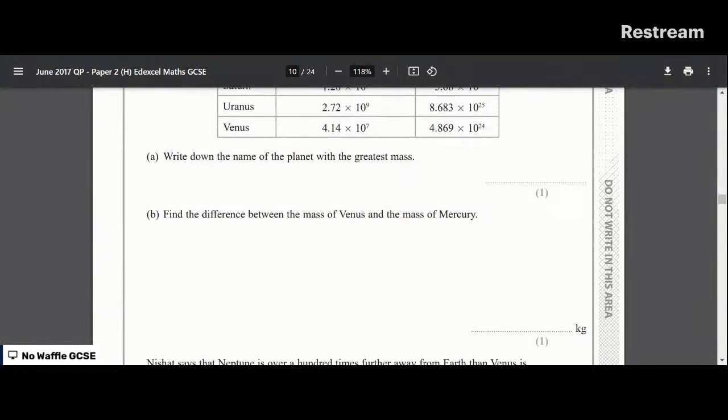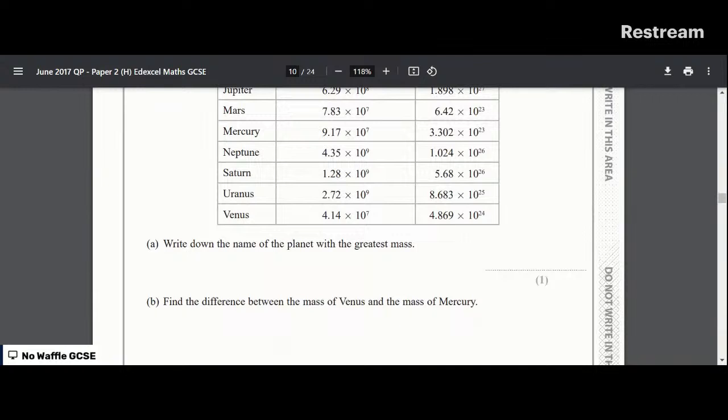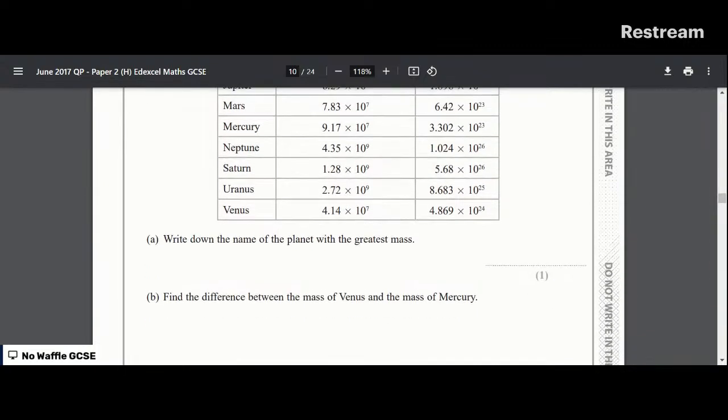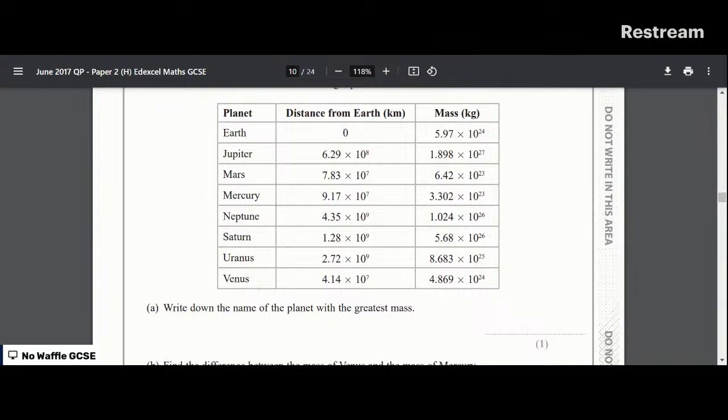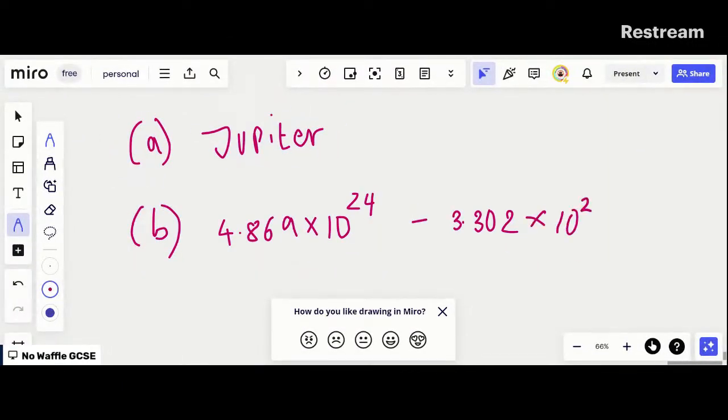Okay, part B is asking us to find the difference between the mass of Venus and the mass of Mercury. So what would that be? The mass of Venus, let's write this down, is 4.869 times 10 to the 24. And then the mass of Mercury is 3.302 times 10 to the power of 23.